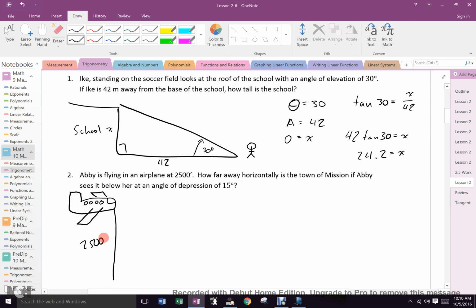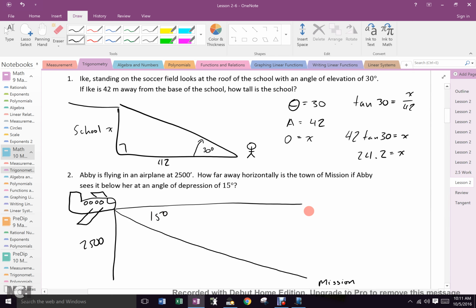What direction is it flying? Horizontally. That way, yes? Agreed? Okay. Abby looks down at an angle of depression of 15 degrees. So Abby she's looking forward because she's flying that way. Then she looks down and sees the town of Mission. Where is the angle of depression? Is it X or Y? It is Y. There is my 15.